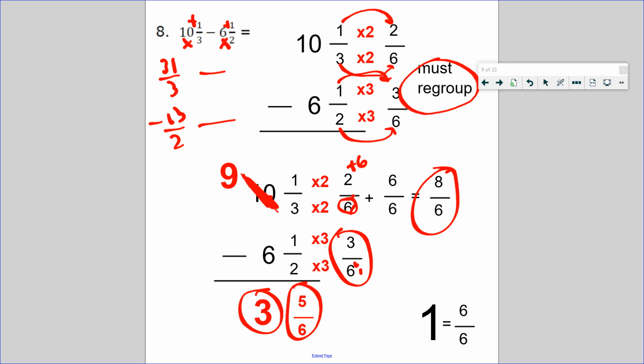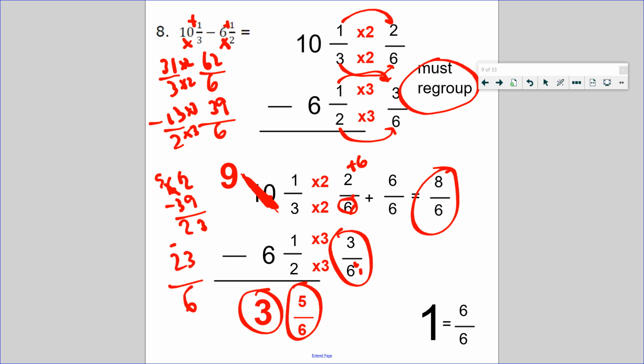What are the common denominators? 6. Let's look. The relationship is times 2, so that's 62, times 3, which is 39. So what is 62/6 minus 39/6? Regroup. 12 minus 9 is 3. 23/6, which is the same thing as saying 3 and 5/6.